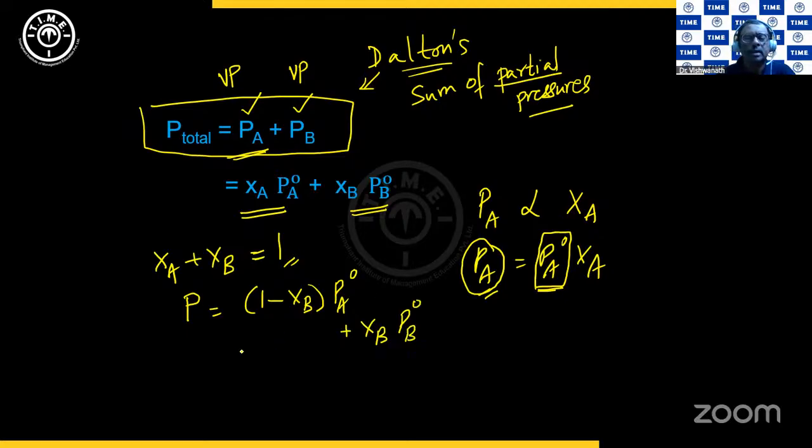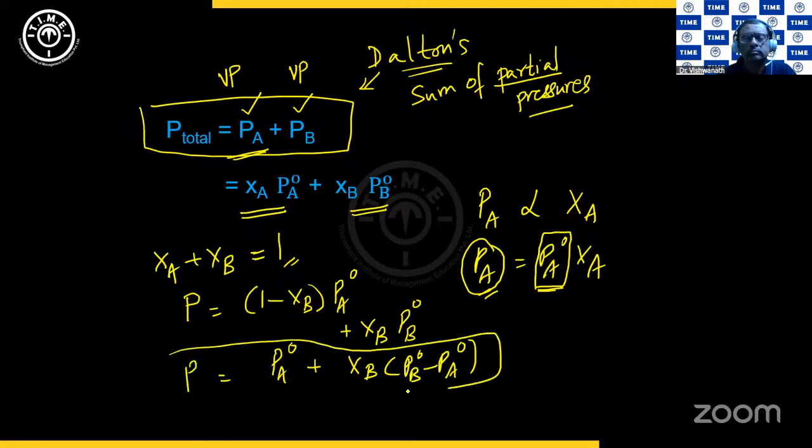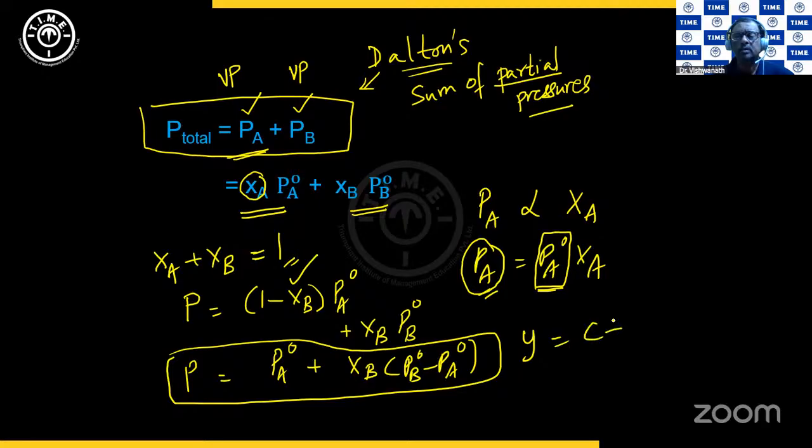Clear? So I can take this as PA naught plus XB into (PB naught minus PA naught). So we can take this equation by removing this XA, replacing it with 1 minus XB, and then simplifying that part and getting an equation of this kind, which is very similar to a y is equal to mx type of relationship. If this P is plotted on the y-axis and this XB is plotted on the x-axis.